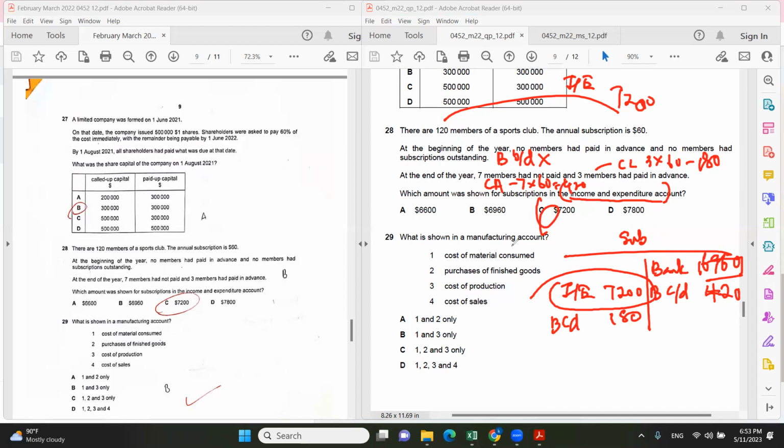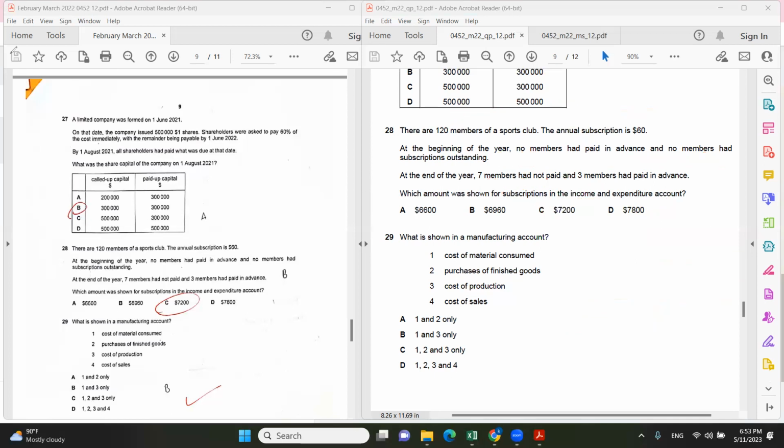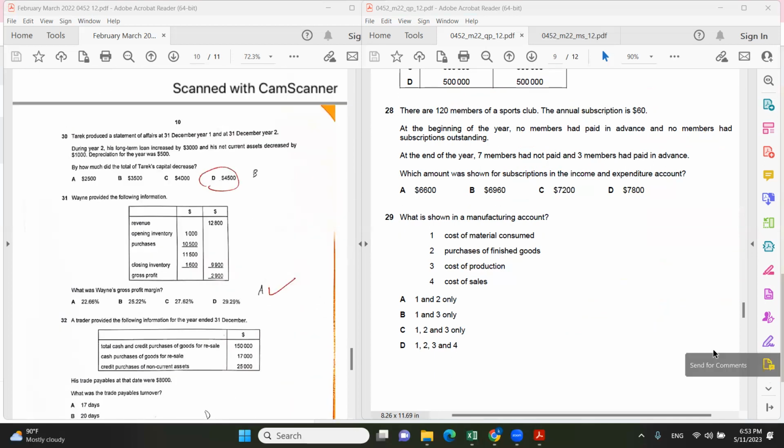Get it? Okay. So the last sentence is important, because initially I also thought they asked for this one, but the last sentence talks about income and expenditure. So this one is this one. Oh, okay. Next is, okay, 30.